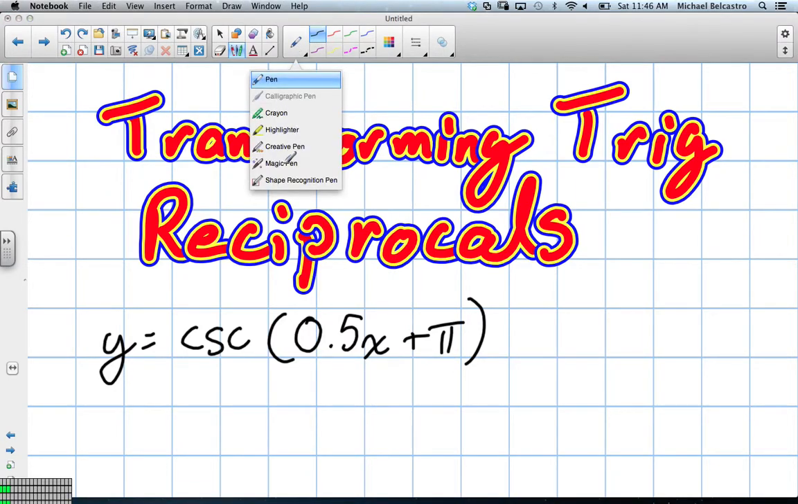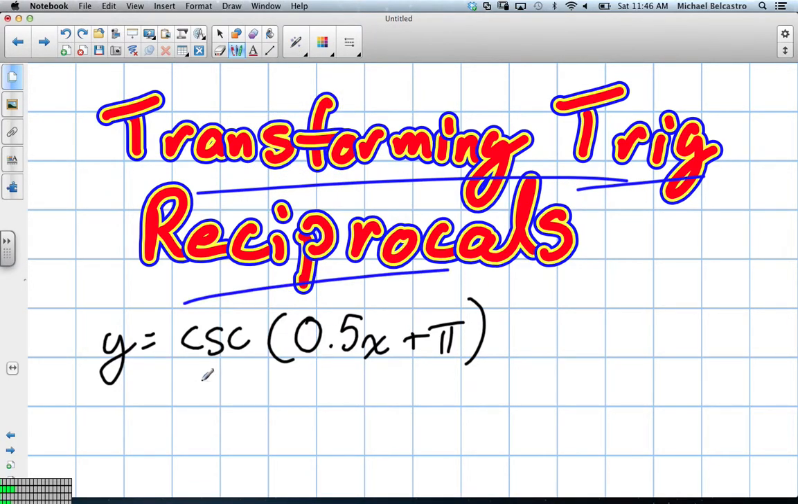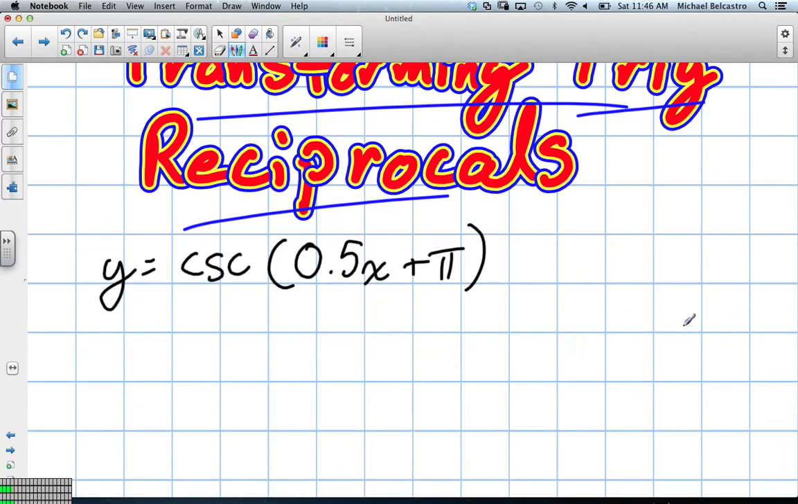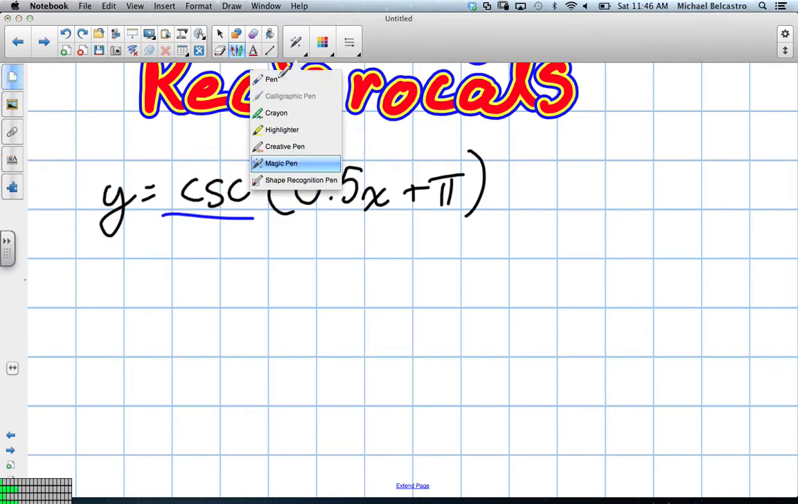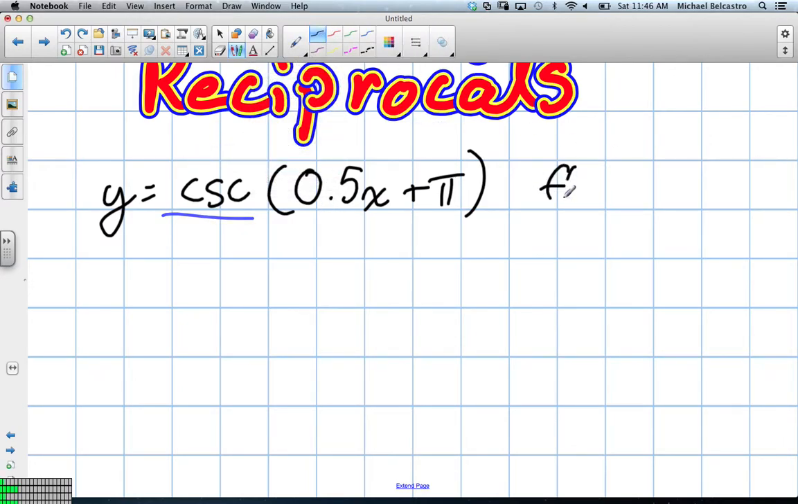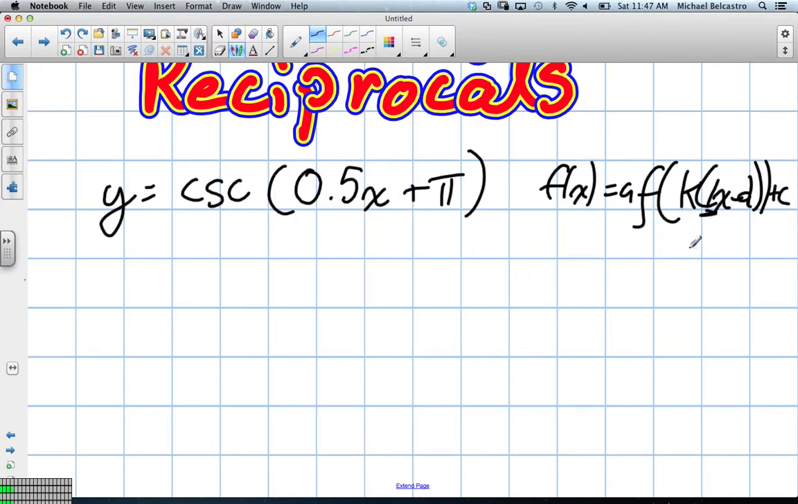Okay, so transforming trig reciprocals. Same idea as what we did just before when we were exploring them, but we have a little more information now, right? We're a little better at it. So first of all, we want to get this into that form of f(x) = a times the function k(x − d) + c, right? Well, that means we want to factor something out because we want our x value to have a coefficient of 1. And in this case, we have a coefficient of 0.5. So we're going to factor out common factor 0.5.